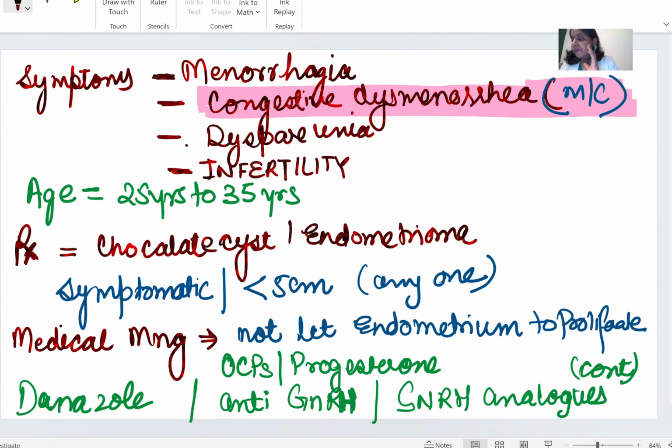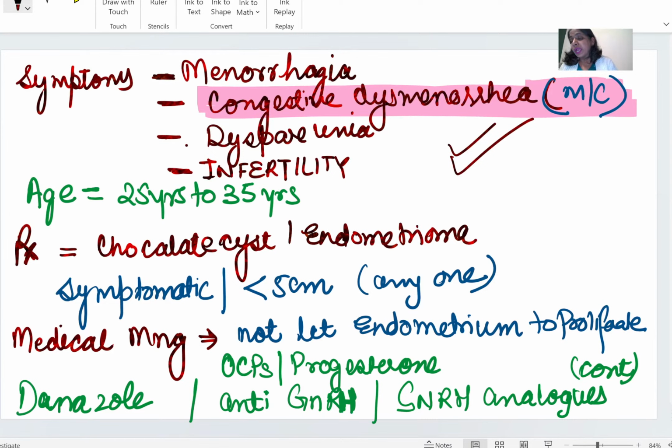Menorrhagia will be there, as I told you, it is a hyperestrogenic condition. Along with menorrhagia, there is congestive dysmenorrhea. As I told you, it is very frequently asked. The most common, most persistent and most important symptom is dysmenorrhea, so that is why they ask you. Secondary dysmenorrhea is seen as congestive dysmenorrhea.